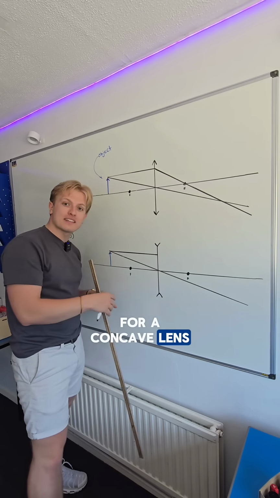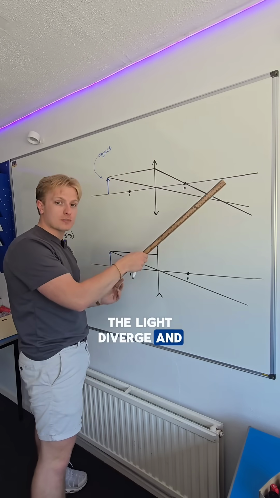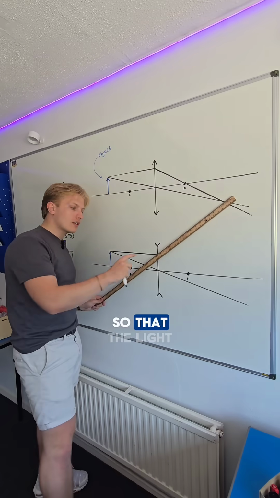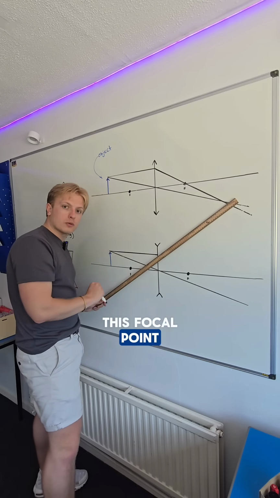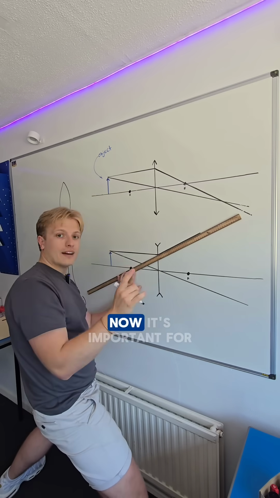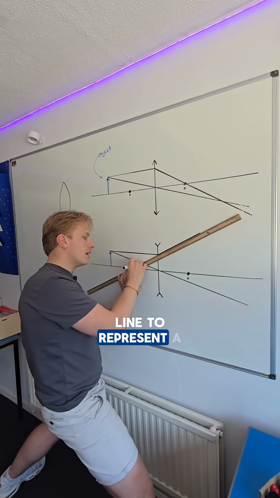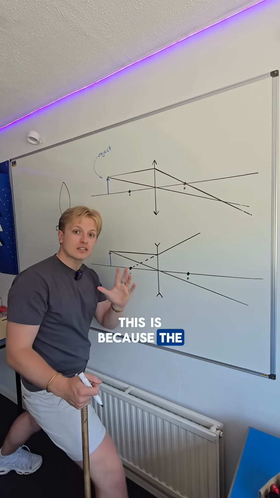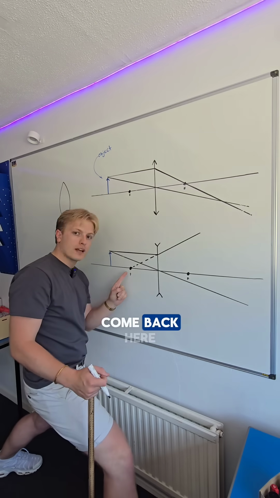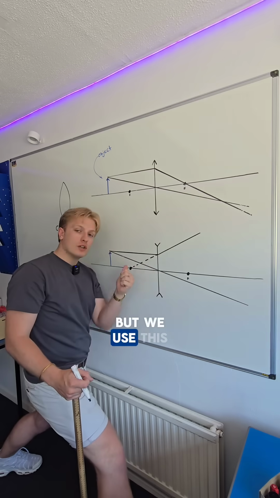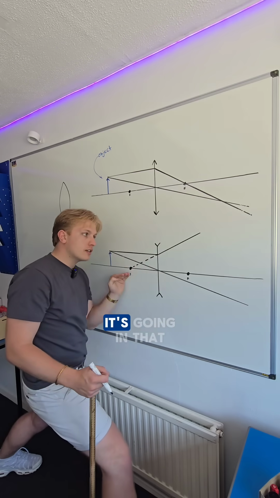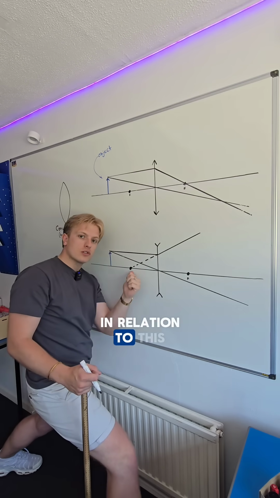For a concave lens, however, we need to make the light diverge and bend away. We make it head in the direction so that the light ray heads away from this focal point on this side. Now, it's important for this side of the lens, we use a dotted line to represent a virtual ray. This is because the light ray itself doesn't actually reflect and come back here, it bends and goes that way. But we use this virtual ray here to show it's going in that direction in relation to this focal point.